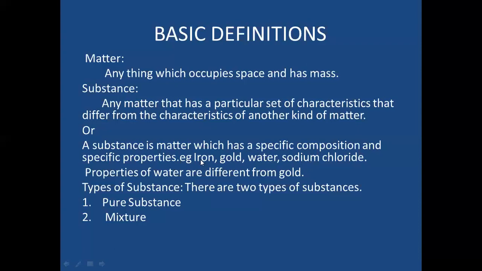Again, their composition. Iron is Fe, made up of only iron atoms. Gold is made up of only gold atoms. But water is made up of two hydrogen atoms and one oxygen atom. Sodium chloride is made up of sodium ion and chloride ion. So you can see that all these substances differ in composition as well as in their properties. Properties of water are different from gold. This is the example. There are two types of substances, pure substances and mixtures.